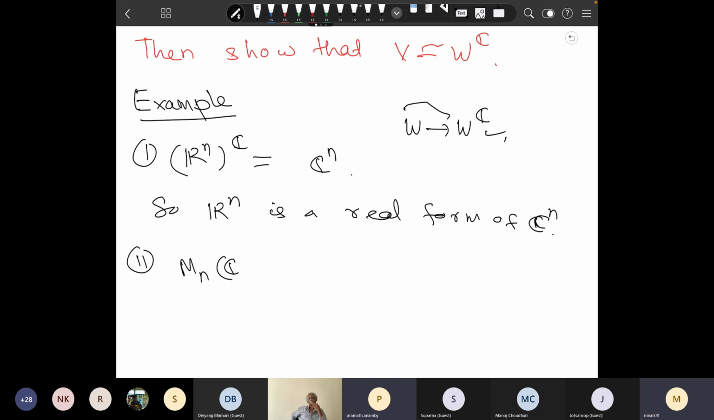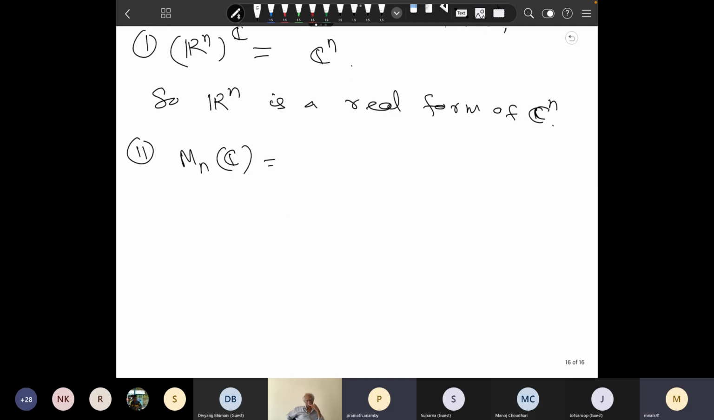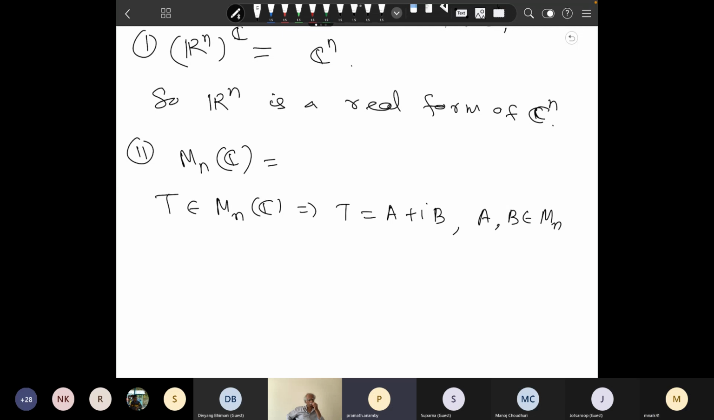Any element of the matrix M_n(C) can be written uniquely in this form: if T belongs to M_n(C), then T can be written uniquely as A plus iB, where A and B belong to M_n(R). So that means M_n(C) is nothing but the complexification of M_n(R), and M_n(R) is a real form of M_n(C).